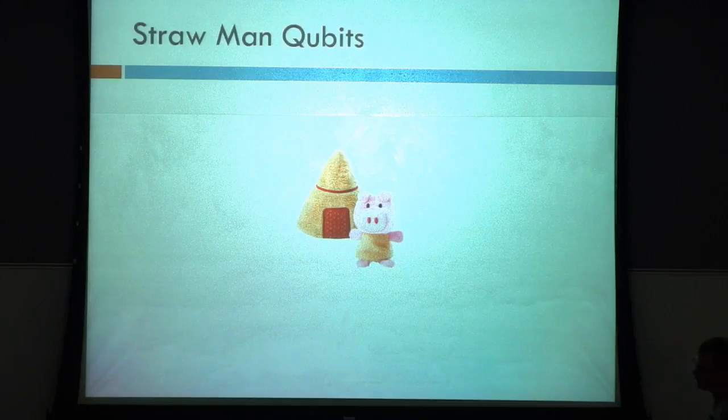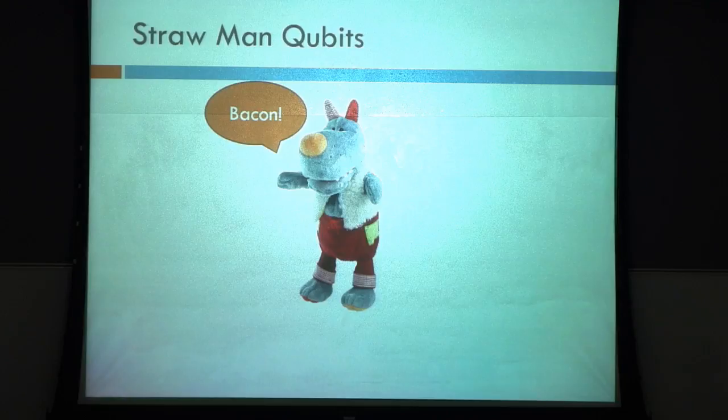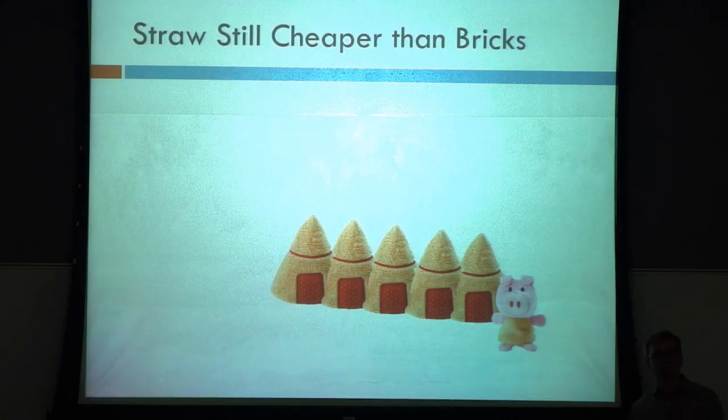Now, the problem is we only have these straw qubits. And the wolf comes in, eats the pig, it's not so good for us. So still, straw is much cheaper than bricks.